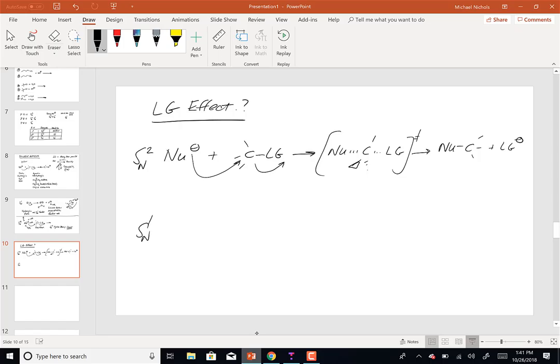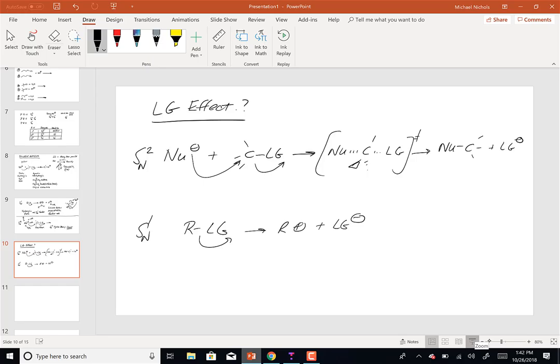Contrast that with SN1, where my first step is to break the leaving group carbon bond to form my carbocation. What's a better leaving group going to do here? Make it faster or slower? Say it.